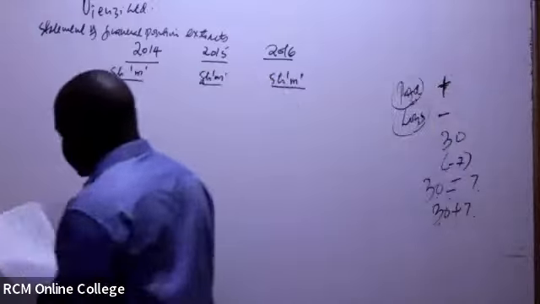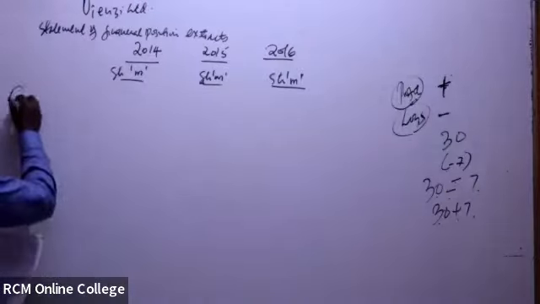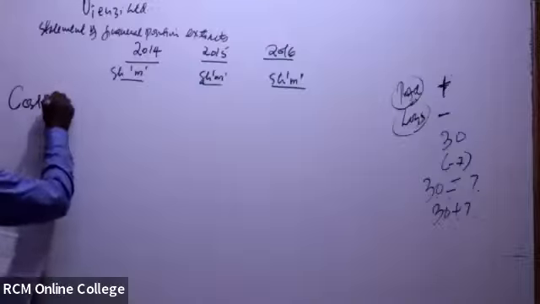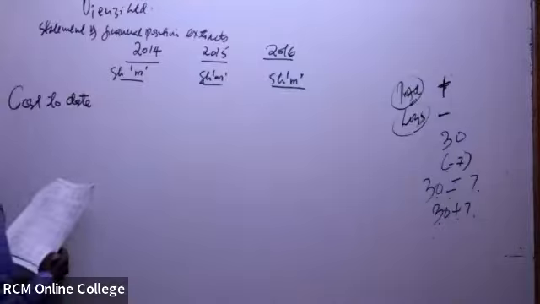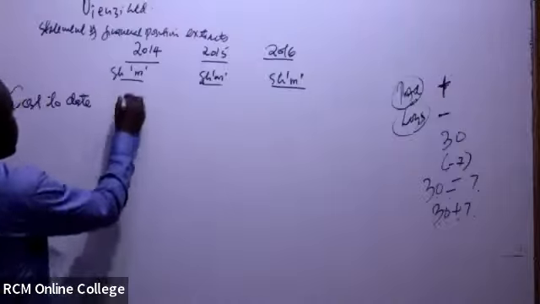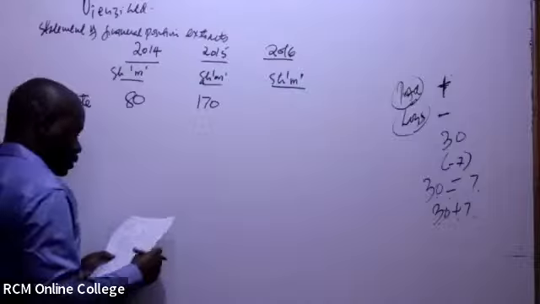So for this statement of financial position, you'll start with the cost to date. This cost to date, you already have them. So in this case, you have 80, 170, and 220.